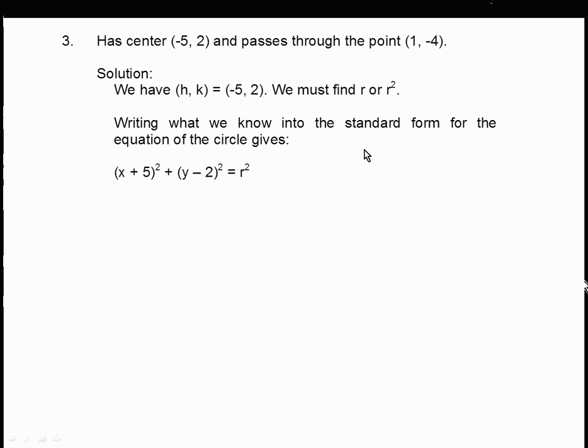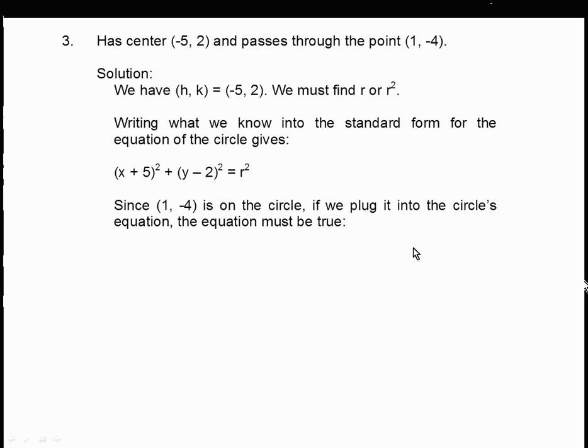So writing what we know into the standard form for the equation of a circle gives us this. X plus 5 squared plus y minus 2 squared is equal to R squared, right? X minus h, y minus k. Remember, this point is on the circle. 1, -4 is on the circle. So plug it into the circle's equation, and you're going to get R squared. Notice I could have done that with example number 2. So whichever way you like to get the R squared.